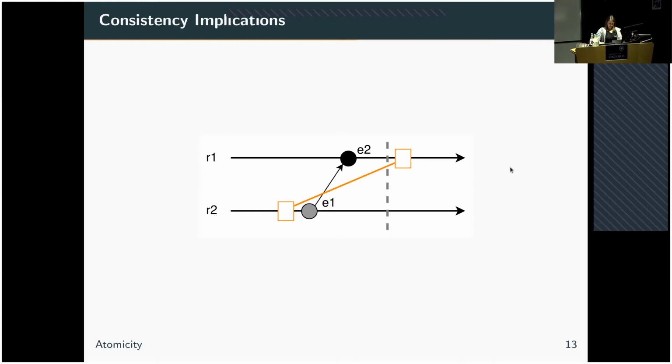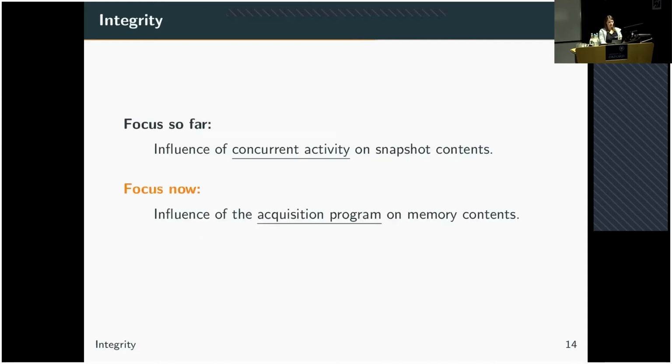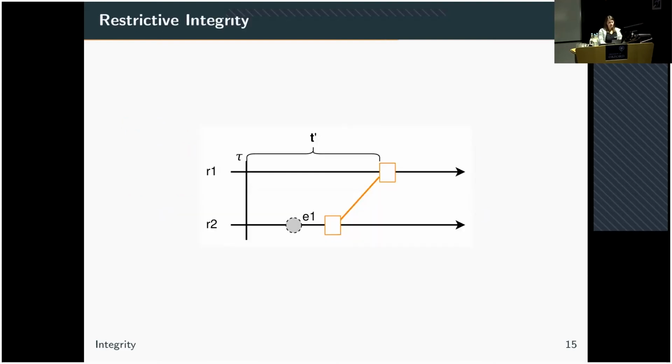All right, so now we have been thinking a lot about consistency. Let's change focus a bit and move on to integrity. So, as I said, consistency is mostly about the influence of concurrent activity on the snapshot contents. In the case of integrity, on the other hand, we need to think about the influence of the acquisition program on the memory contents. Vömel and Freiling defined integrity with respect to a point in time tau.